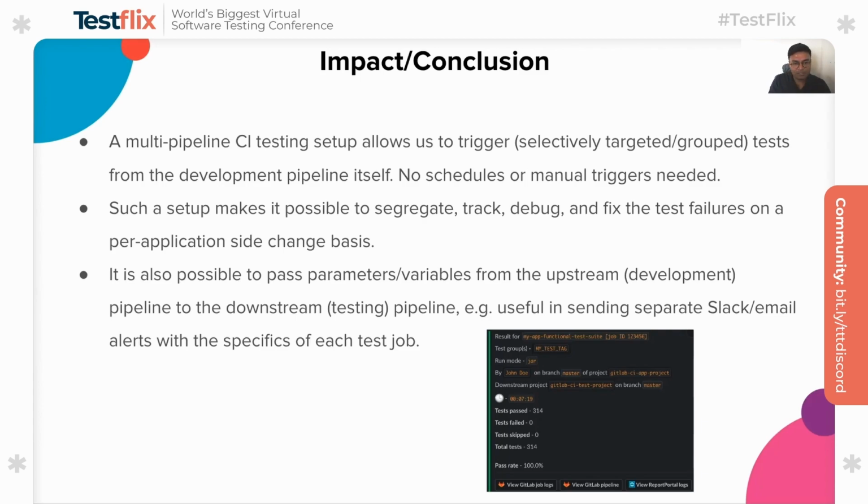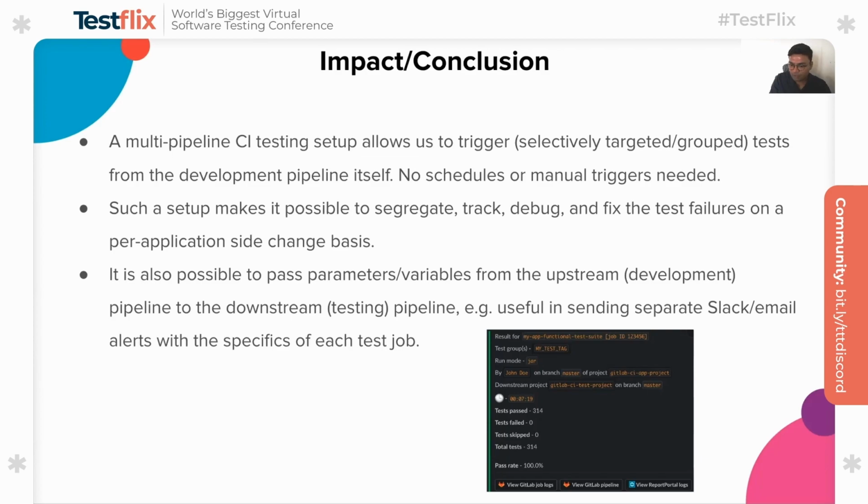It is also possible to pass parameters like I mentioned in the previous slides, right? We were passing a few predefined CI variables from upstream to downstream. So these could be actually useful in sending readable and easy to understand Slack alerts or email alerts with the specifics of each job. In this slide, I've put a screenshot of how the alerts look for us. Here you can see at the top, it states the result, the test job name and the job ID, which is coming from the GitLab variables. Test group is something that we passed again from upstream. It's called my test tag here.